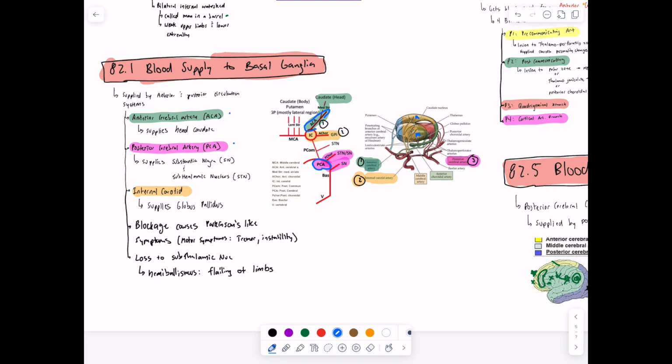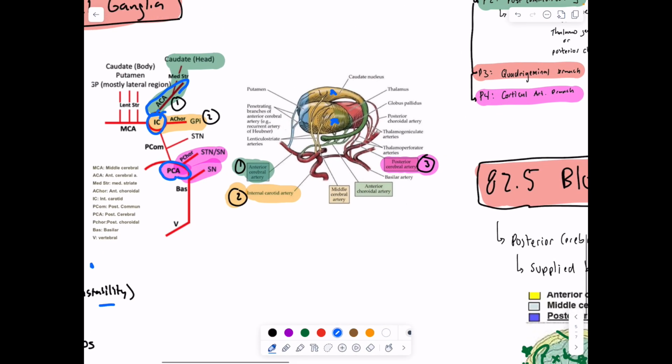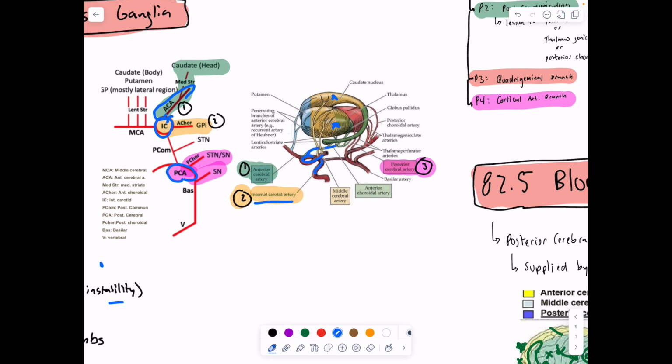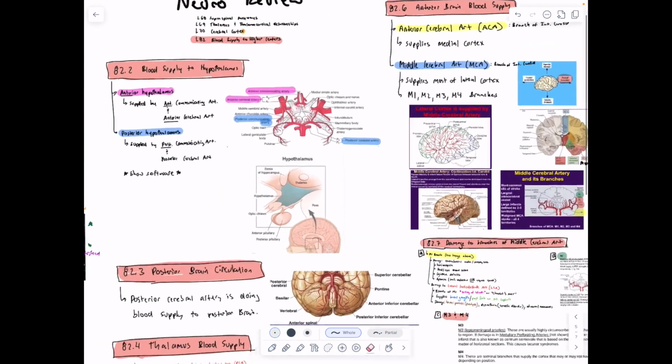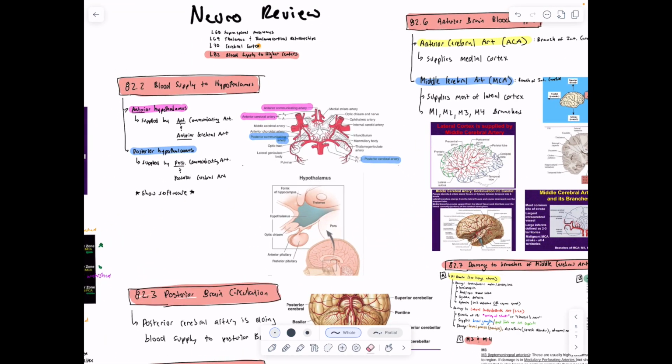And so the internal carotid artery is going to branch and give us the anterior cerebral artery, but we have a more direct branch from the internal carotid that's going to give us supply to the globus pallidus, right? If you have blockage to the basal ganglia, you get Parkinson's-like syndromes, tremor, instability. If you have loss of the subthalamic nucleus, you get hemiballismus, which is flailing of the limbs, right? But the internal carotid, coming up here, a branch of that is going to supply, you can see the branch off that to globus pallidus, and then the anterior cerebral is going to get our caudate right there, and a little bit of our putamen. Right.